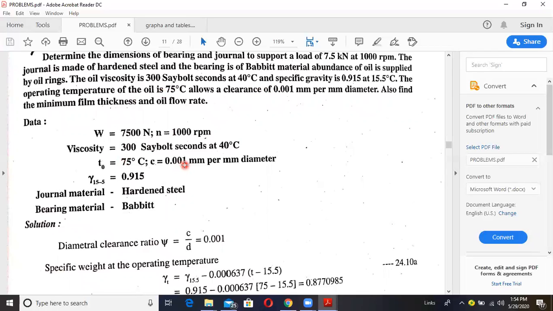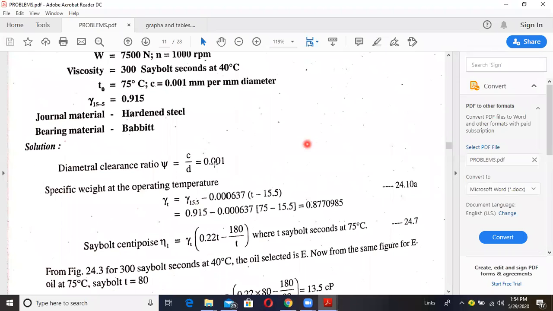Clearance is equal to 0.001 mm per mm diameter, both are in mm, and gamma at 15.5 is equal to 0.915. The general material is iron steel and the bearing material is Babbitt. So this is the data which I have given. Now, same procedure, first we will calculate Xi.